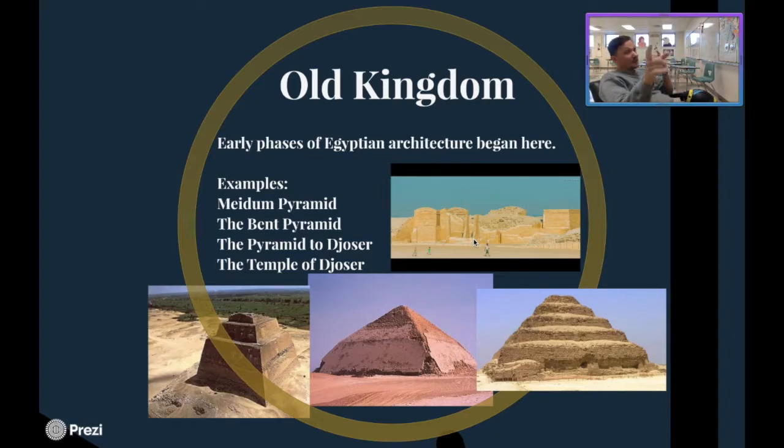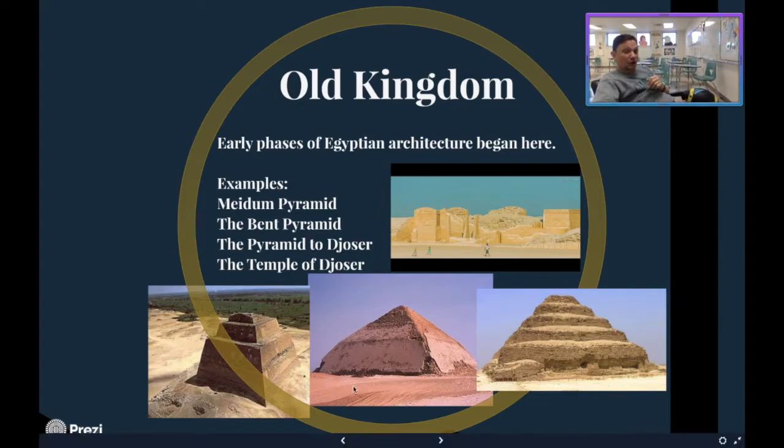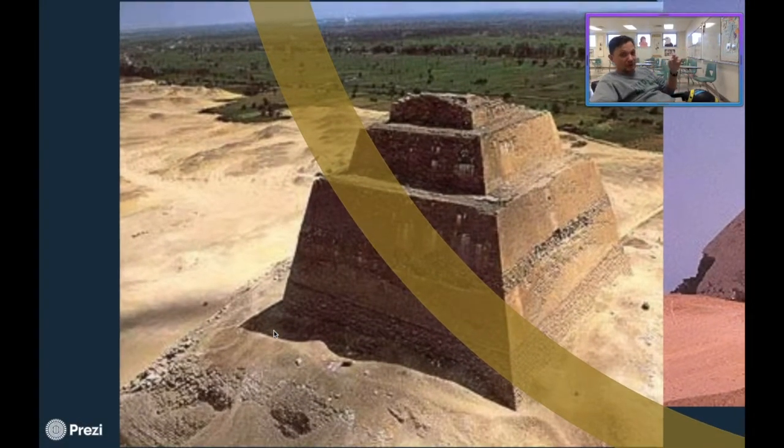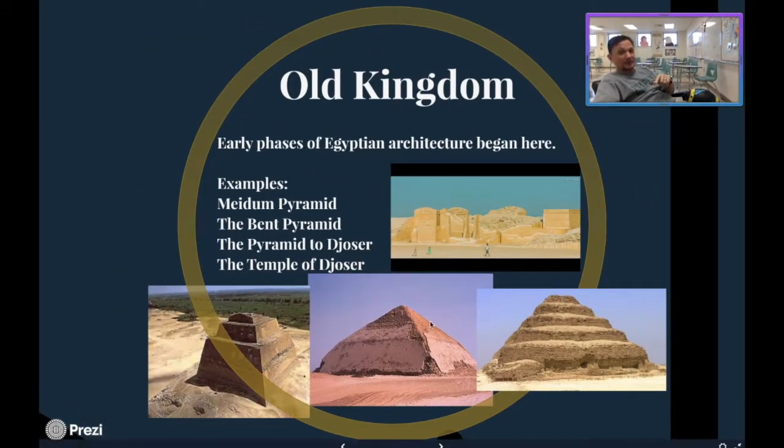As we know, that is vastly different from the methods of the Mesopotamians, which was a series of city-states, right? During the Old Kingdom, you also saw the earliest phases of large-scale Egyptian architecture. We talked about this in class. You saw some of the earliest pyramids show up. This, for example, is one known as the bent pyramid. No, that's the medium pyramid, and that's the bent pyramid.